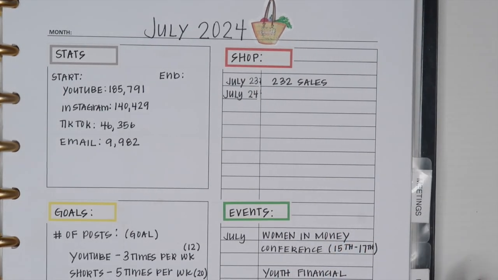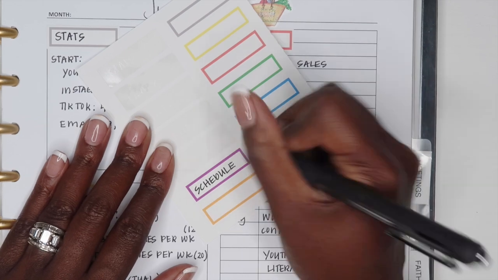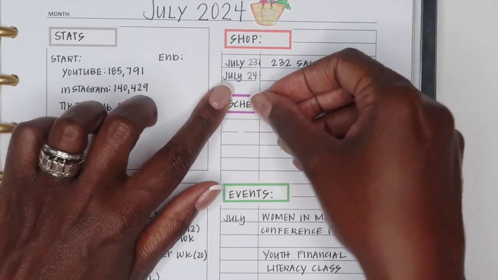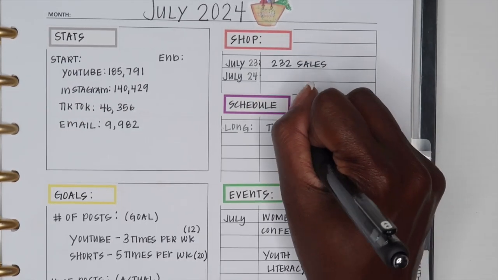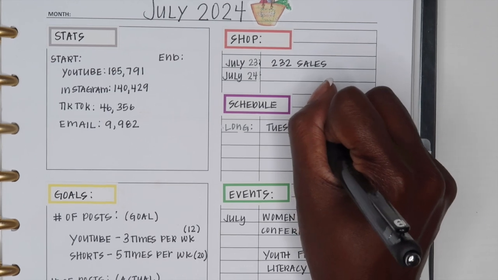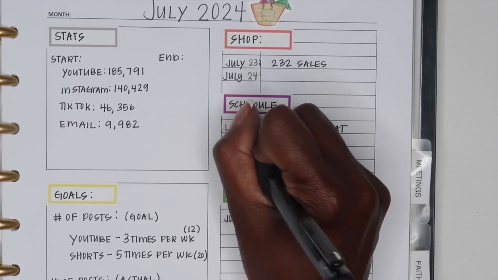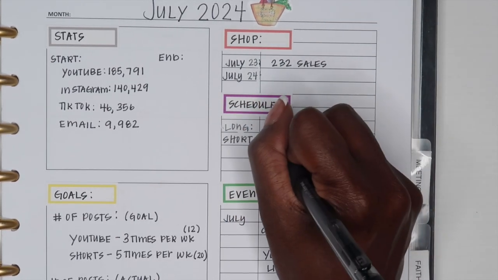Yeah, that's better. I want to add my schedule. My schedule here. For long form content, I would like it to be Tuesday, Thursday, and Saturday. And for short form content, we're going to do Monday through Friday.